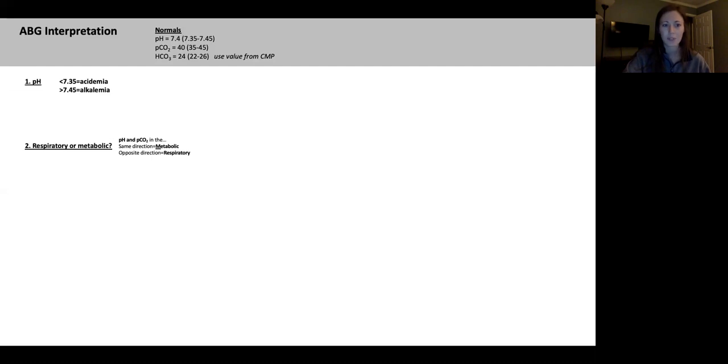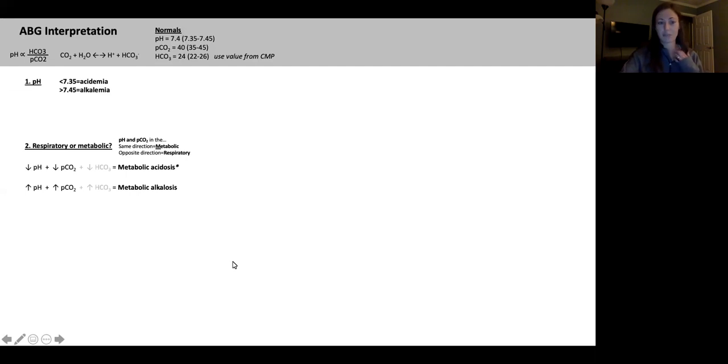And then step two, you're going to look at the pH and PCO2 to determine whether the primary acidemia or alkalemia is metabolic or respiratory in nature. If the pH and PCO2 are going in the same direction, it's going to be metabolic. If they're going in opposite directions, it's going to be respiratory. Here are examples of that: same direction is metabolic, opposite directions is respiratory.